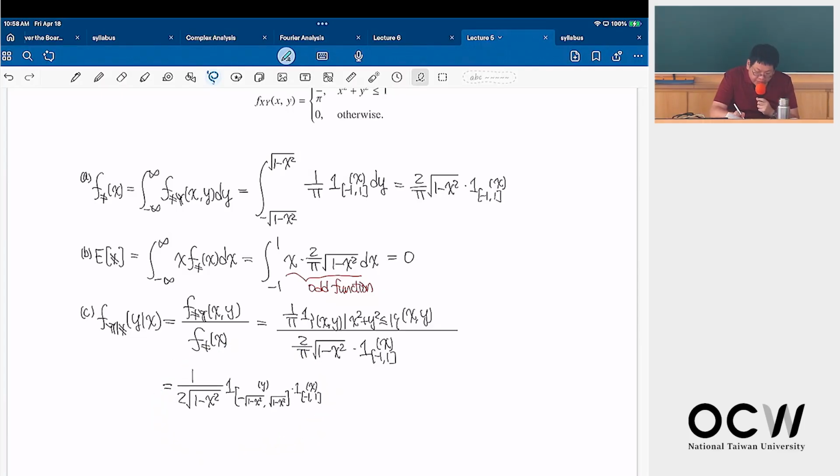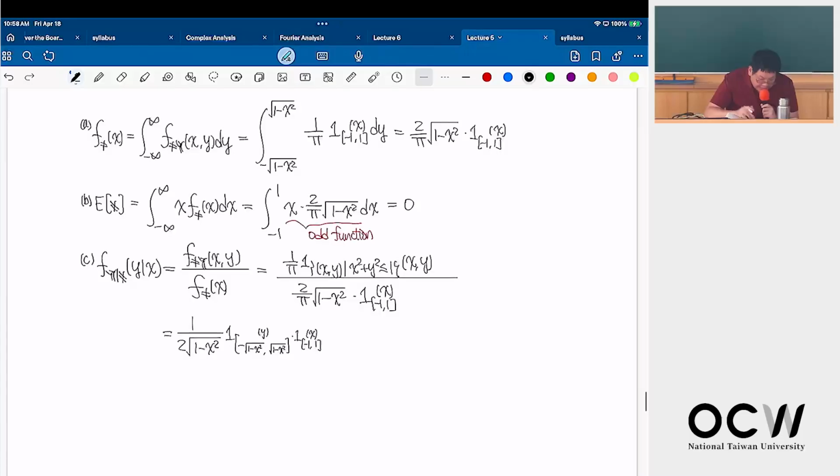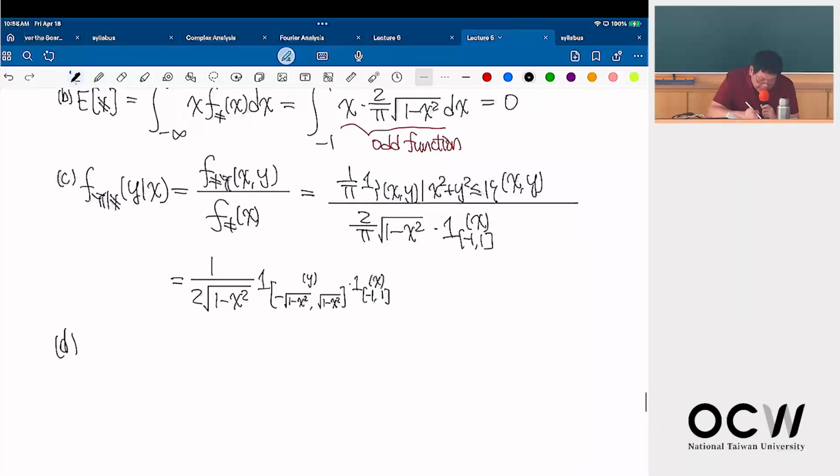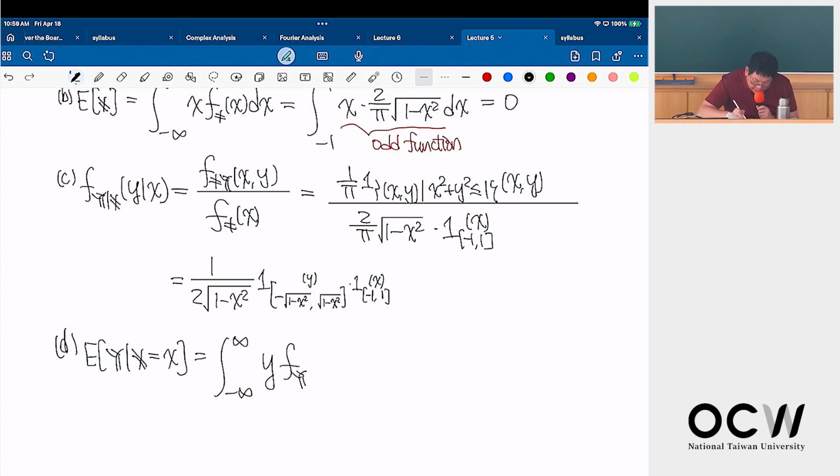Then we can find the conditional expectation of y given x. Y times the conditional PDF, because that's expectation, consider all possible outcomes times their corresponding weightings here. That's the conditional PDF of y given x.